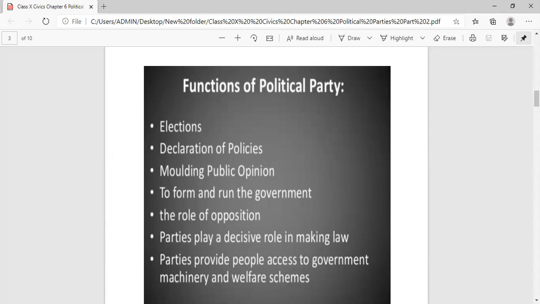When a party comes into power, they are going to provide access to government machineries such as the RTI, right to information, policies and programs, then other government facilities, public facilities, fundamental rights, right to life, and so on. So all these the people can access with the help of the party.